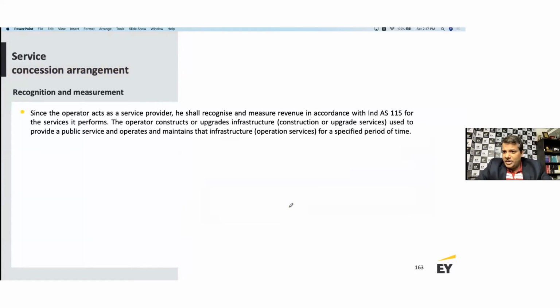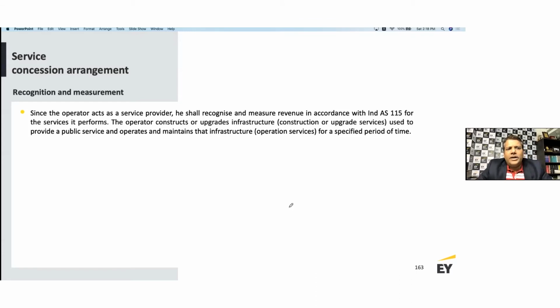So recognition and measurement. Since the operator acts as a service provider, he shall recognize and measure revenue in accordance with Ind AS 115. So essentially what happens is that when you're providing the construction services, you are supposed to record the revenue. So essentially you're doing two things. You're providing the construction services while doing the construction, and then you're operating the assets, right? There are two types of services in a way being provided.